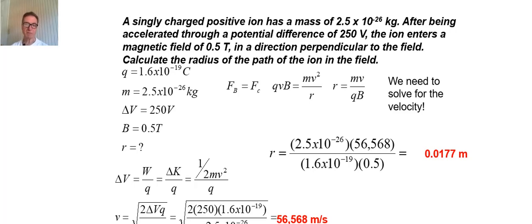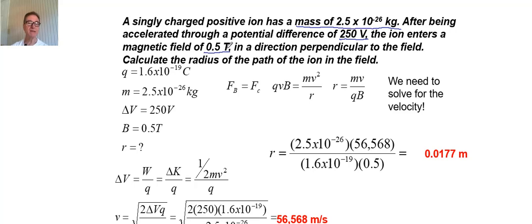Okay, so here's an example, and everything's not going to fit on the page, so I'm going to have to slide it down a little bit. But we have a singly charged positive ion with a mass of 2.5 times 10 to the minus 26 kilograms, so it's pretty small. And it's accelerated through a potential difference of 250 volts, okay? And the ion enters a magnetic field of 0.5 Tesla in a direction perpendicular to the field. All right, so the sine of theta is going to be 1.